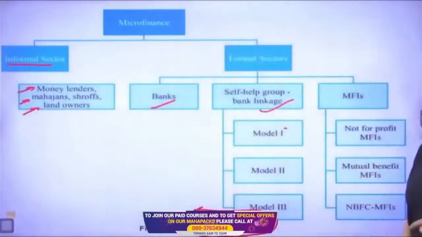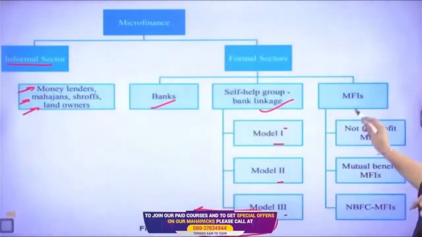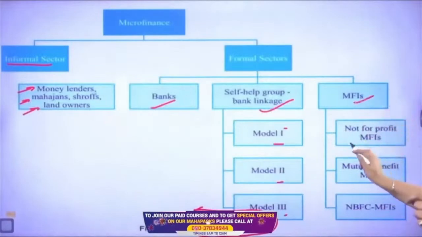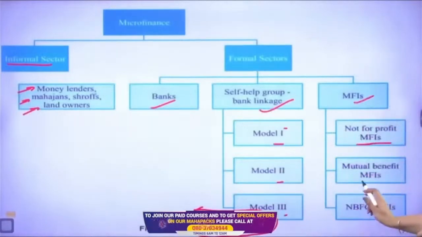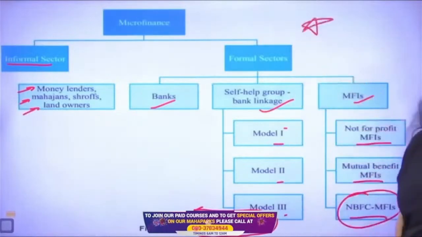Then we have self-help group bank linkage, which has 3 models, 1, 2 and 3. Then we have microfinance institutions. There are 3 types: not-for-profit microfinance institution, mutual benefit microfinance institution, and NBFC microfinance institution, and they are regulated by RBI. Okay, so this flow chart is very important. Do remember.